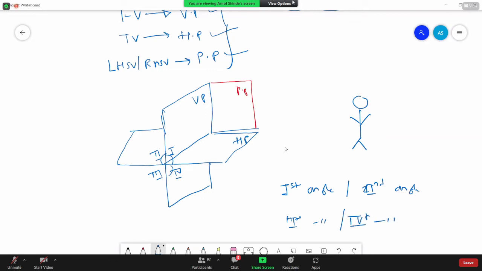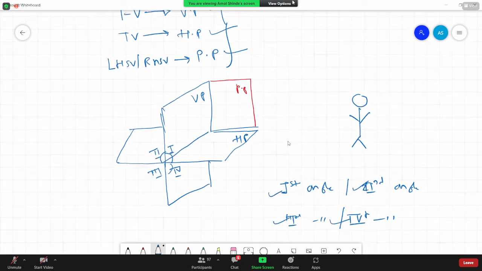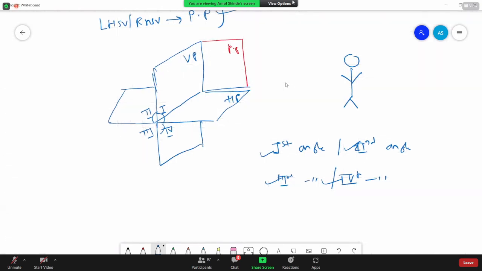Okay, so depending upon whether it lies in the first quadrant, the second quadrant, the third quadrant, or the fourth quadrant, depending upon the location or the position of an object, we can call the projection first angle, second angle, third angle, and fourth angle. Do you know about this? What is first angle projection? Anybody? Anyone? What is first angle projection?